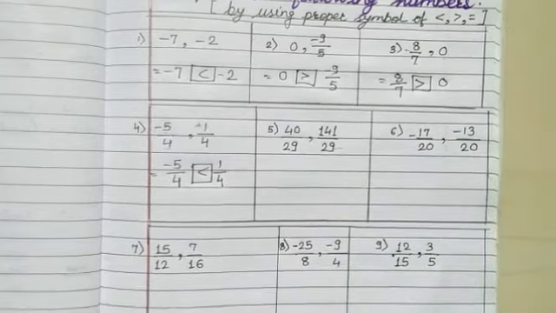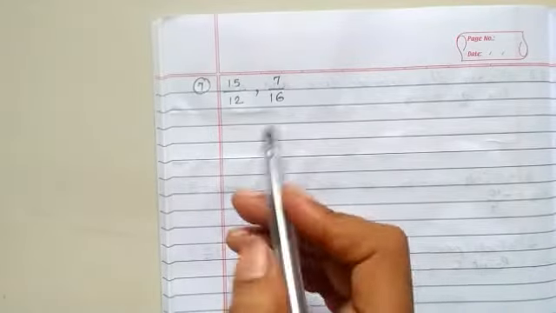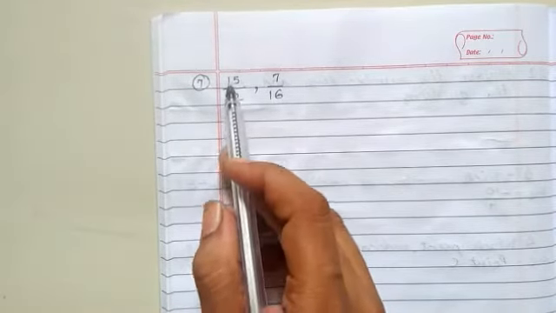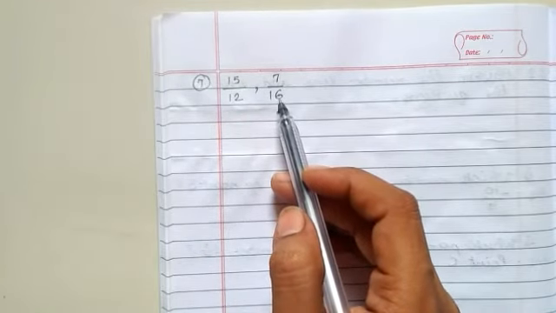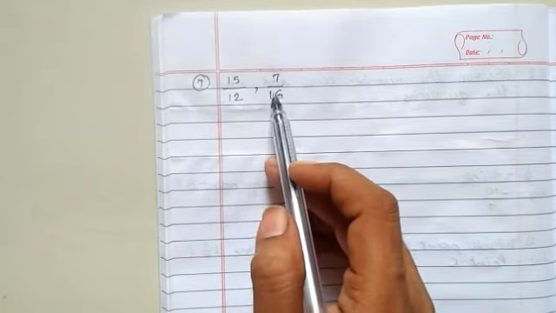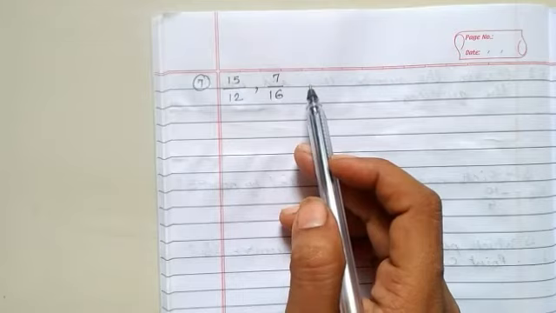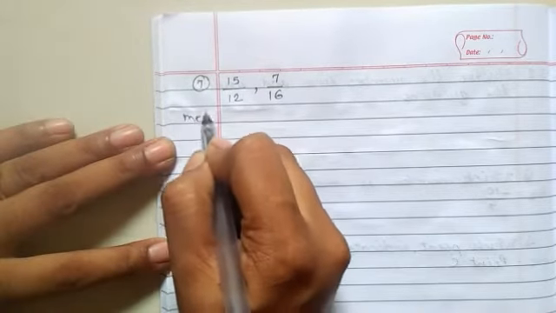Now let's move towards the next sum. In this case the denominators of the two numbers are different. The first one is 15 by 12 and the second one is 7 by 16. So in this case we first have to make the denominators equal and then we can compare them. Otherwise we have a second method, that is cross multiplication of the numerators and denominators. So let's see the first method first.